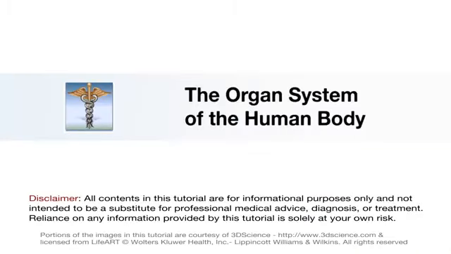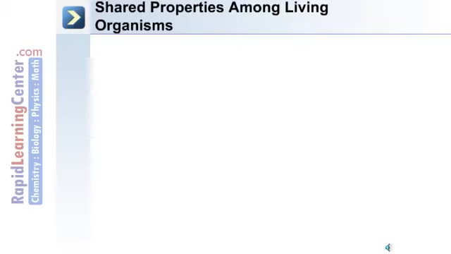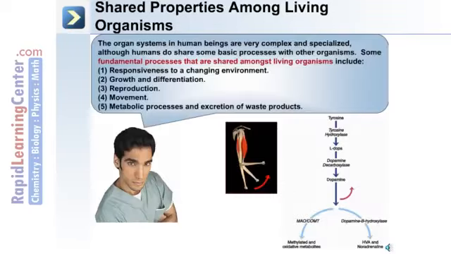Move on to discuss the different organ systems of the human body. There are some shared properties among living organisms. The human body is very complex and specialized, although we do share some fundamental processes amongst other living organisms. For example, the responsiveness to a changing environment, growth and differentiation, the ability to reproduce, the ability to move, and metabolic processes and the excretion of waste products.